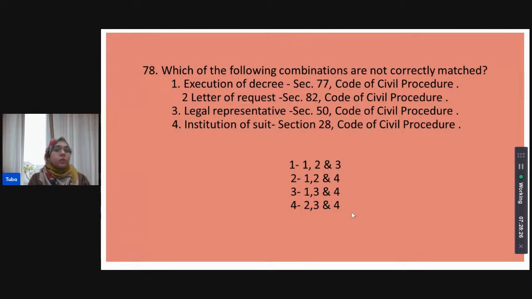The question is asking you which of the following combinations are not correctly matched. So, what will the correct option be? Will it be 1, 2, and 3, 1, 2, and 4, 1, 3, and 4, or 2, 3, and 4? I'll start the timer.